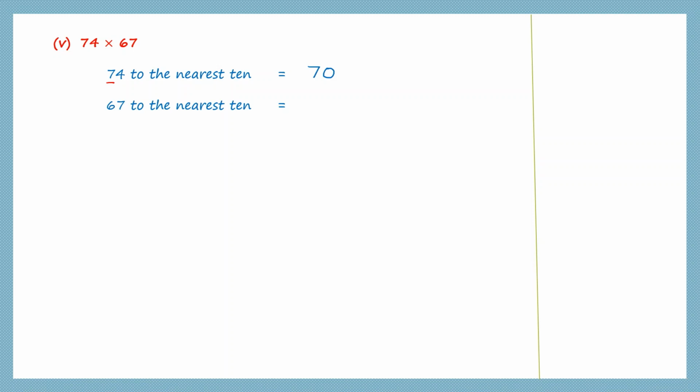67 to the nearest 10. In the tens place we have 6 and the digit to its right is more than 5, so 6 will change to 7 and then we put a 0. 67 to the nearest 10 is 70.